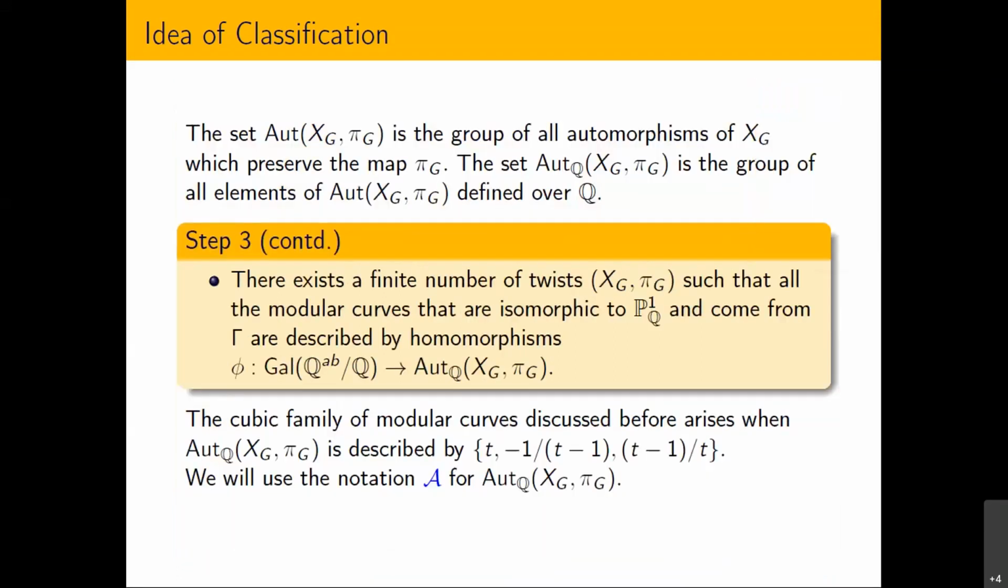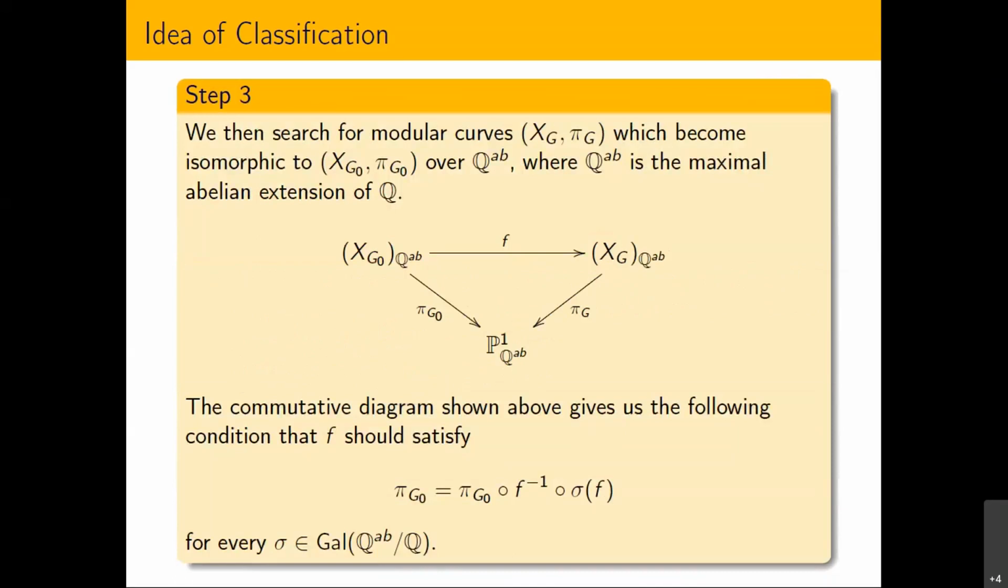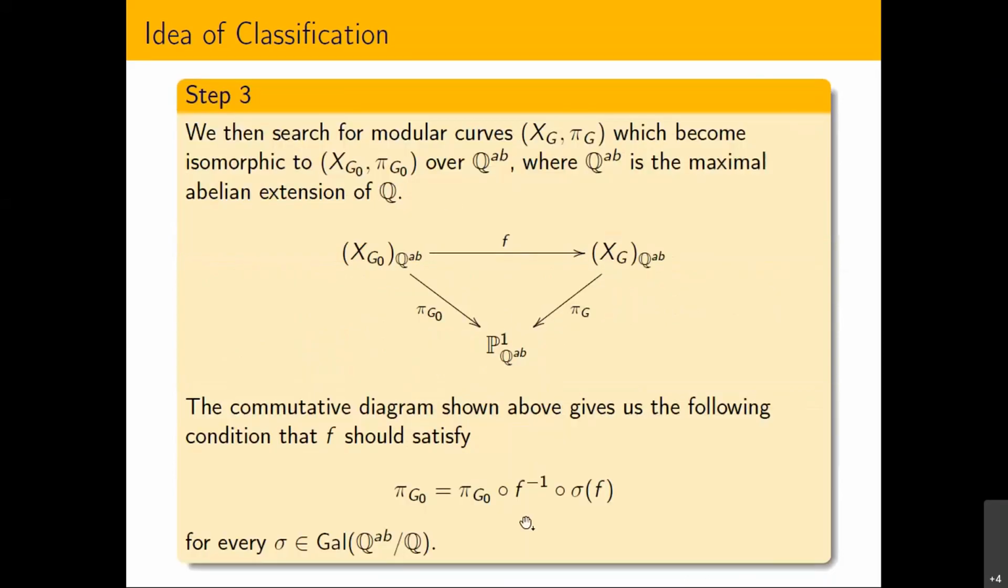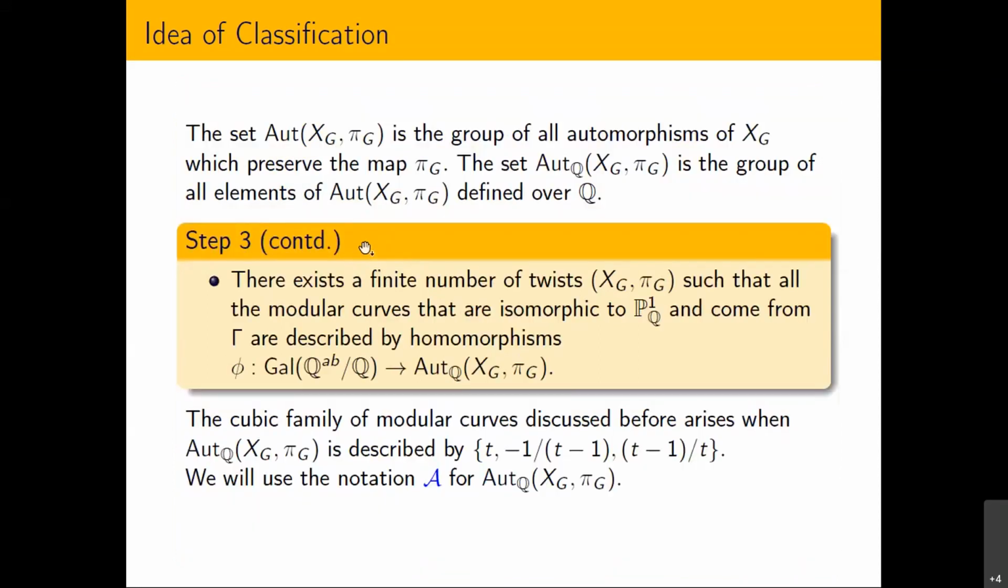And so let me define a set. Let me give a name to this condition that I have at the bottom of the slide. Aut(X_G, π_G) is the group of all automorphisms of X_G which preserve the map π_G. So basically, the last slide said that the image of the cocycle should be inside Aut(X_G, π_G). And the set Aut_Q(X_G, π_G) is all those automorphisms inside Aut(X_G, π_G) which are defined over Q. They are not defined over higher fields.